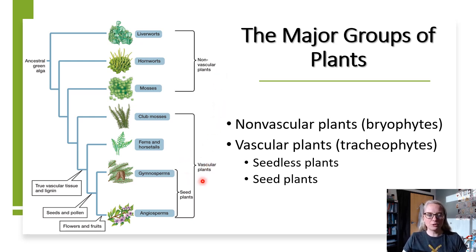The other group, the vascular plants, have these developed transportation tissues, the xylem and phloem. So all of these examples of plants do have that vascularized tissue, and then we'll have a sub breakdown of those where we have ones that do not have seeds. So club mosses, ferns, and horsetails reproduce via spores. And then our two major groups of seed plants are gymnosperms and angiosperms. These are what most people are familiar with when they are thinking about plants.